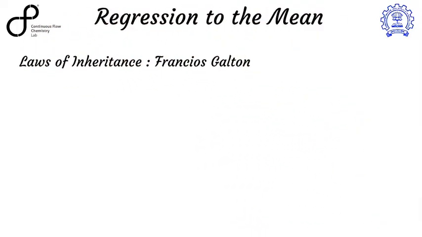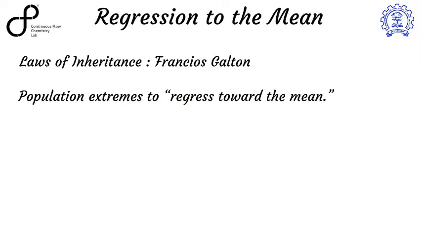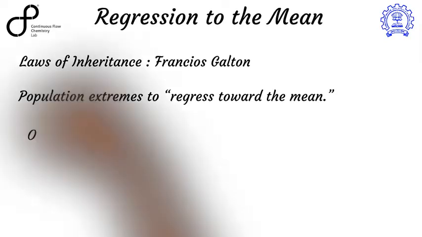Let us now learn another important concept called regression to the mean. This concept was originally developed by Francis Galton to describe the laws of inheritance. Galton believed that these laws caused population extremes to regress toward the mean. By this, he meant that children of individuals having extreme values of a certain characteristic would tend to have less extreme values of this characteristic than their parent.